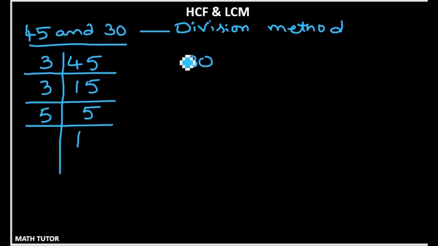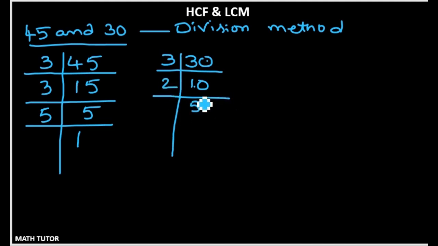Coming to 30, I'll go for the 3 table. 3 tens are 30. 3 times 10 equal to 30. And then I can go for the 2 table. 2 times 5 equals 10. And 5 times 1 equals 5. Okay. This is the division method which we are doing now.